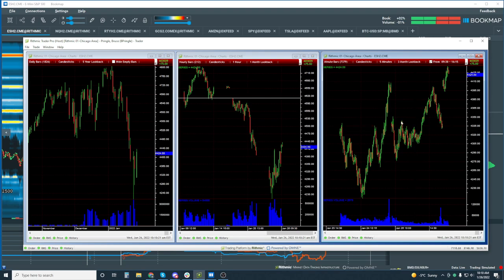You can see this wedge pattern here: the breakout, the retest, and then the overnight session, and then I don't have that data in here, but we can see the cash session and the move to the upside.